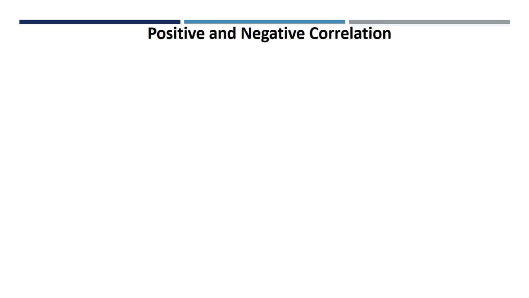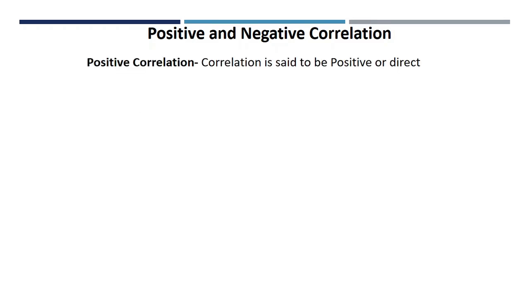If the values of the two variables deviate in the same direction, that is, if the increase in the value of one variable results in a corresponding increase in the value of the other variable, it is a positive correlation or direct correlation. Or if a decrease in the values of one variable results in a corresponding decrease in the values of the other variable, the correlation is said to be positive.